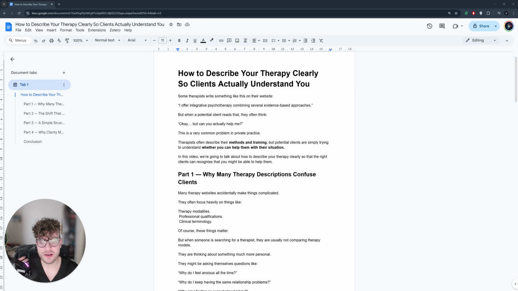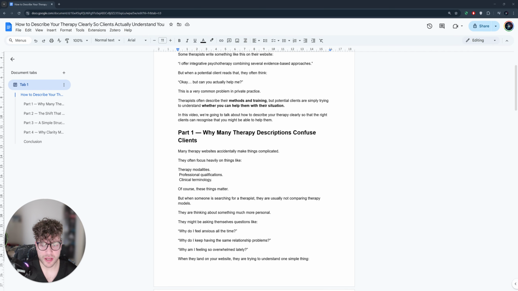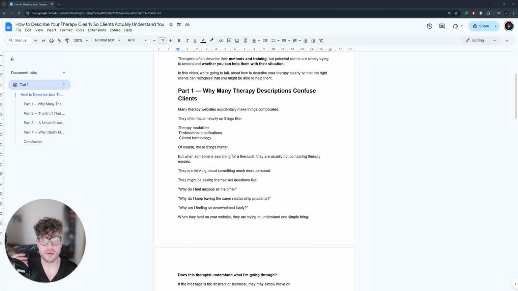So why do many therapy descriptions confuse clients? Many therapy websites accidentally make things complicated. They often focus heavily on things like therapy modalities, professional qualifications, clinical methodology, and of course, these things do matter. But when someone is searching for a therapist, they are usually not comparing therapy models, but they are thinking about something much more personal, something much deeper.